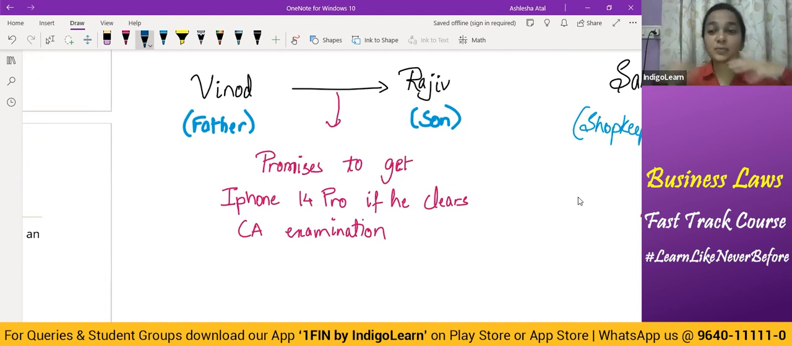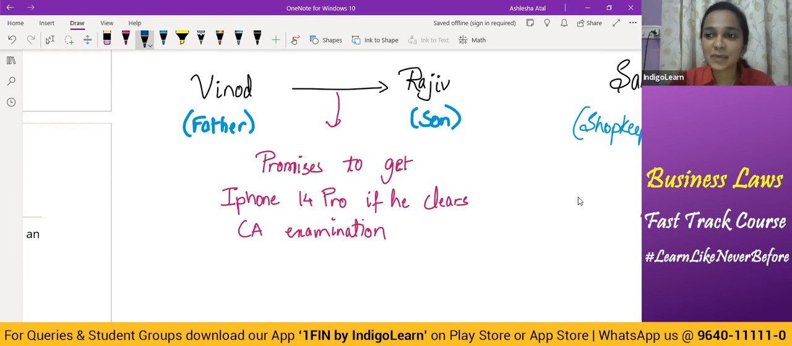Now Rajiv is motivated to study even harder now because he is going to get the latest iPhone 14 Pro if he clears the examination. And with his hard work, Rajiv also successfully clears the examination.